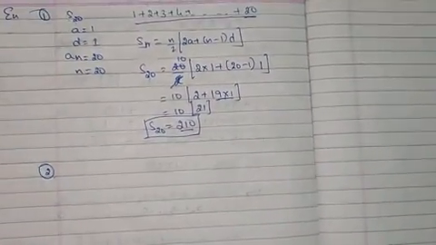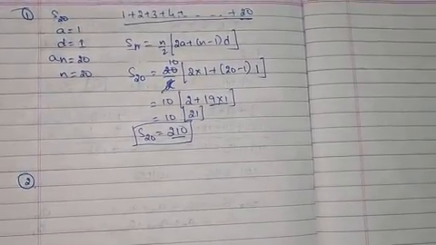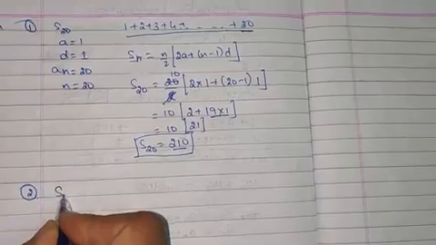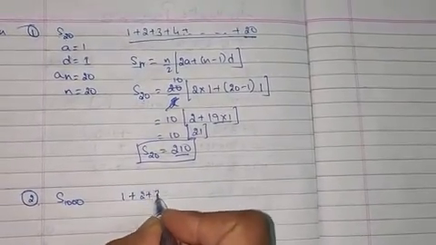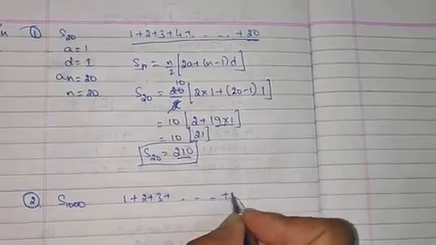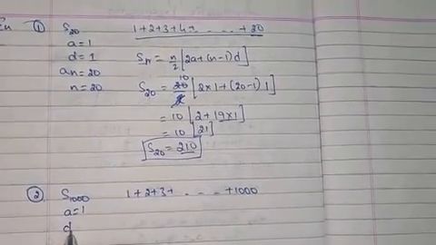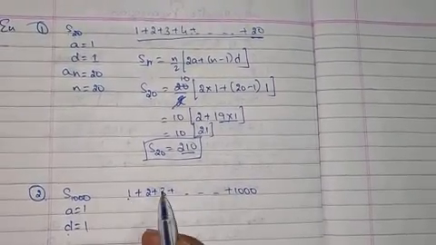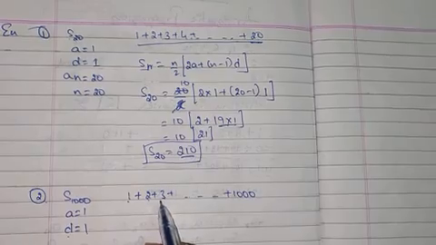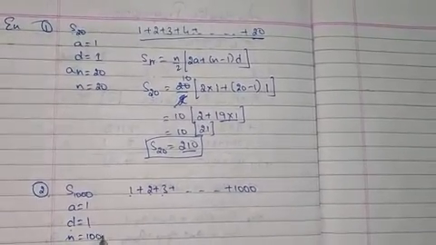Similarly, if they ask us to find the sum of first 1000 integers, what will we take? 1 plus 2 plus 3 and so on up to the last term, which will be 1000. a is equal to 1, d is equal to 1. How did we get that value of d? 2 minus 1, or 3 minus 2, or 4 minus 3. d is equal to 1. Here n is equal to 1000.